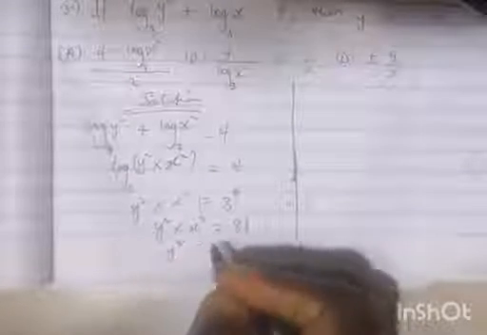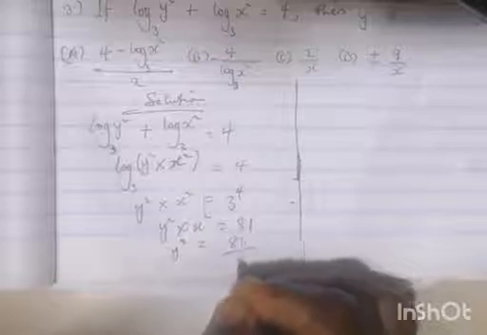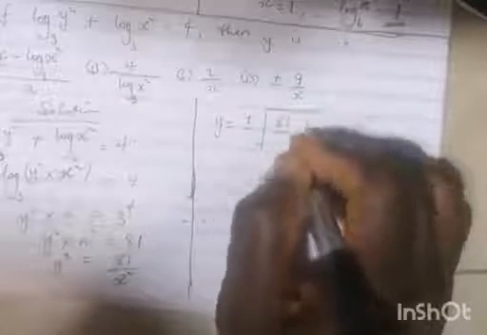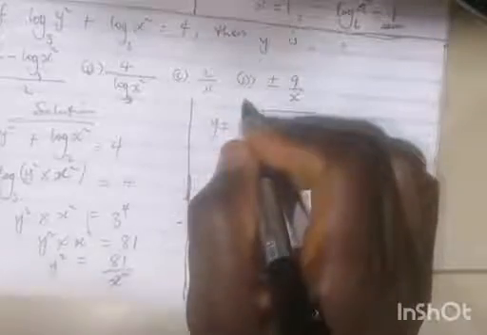So I can now say that my y square equals 81 over x square. So let's take the root of both sides so that you can get the value for our y. So you can say y now equals plus or minus root of 81 over x square. y equals plus or minus square root of 81 will give me 9. Square root of x square will give me x, and that will be plus or minus 9 over x. And checking our options, D will be the correct answer.